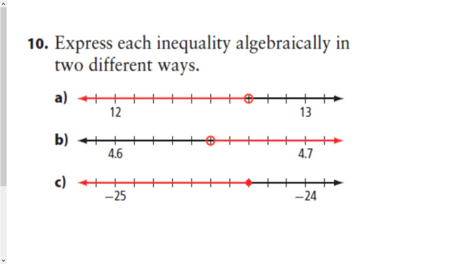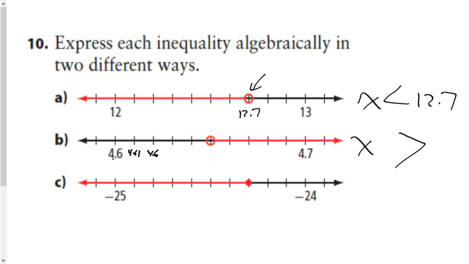So we have 12.7 here, correct? So all numbers less than but not equal to 12.7. I know that I don't use the equal sign because it's an open boundary point. All numbers, this is a great one, greater than 4.6, 4.61, 4.62, 4.69. This would be 4.65. Is that right? All numbers greater than 4.65 is your solution for that one.